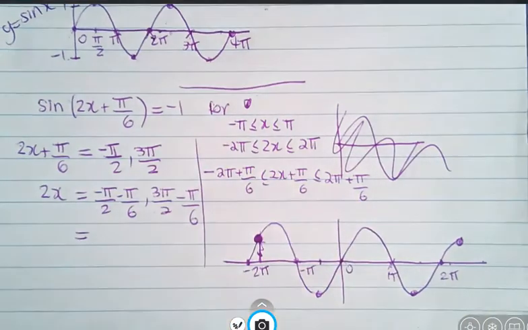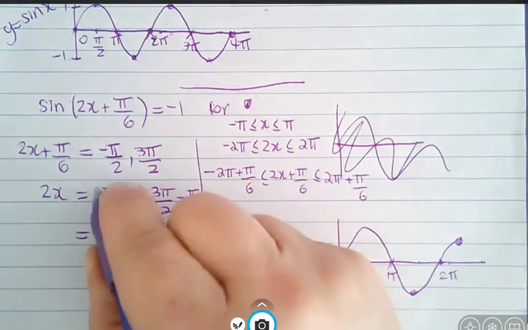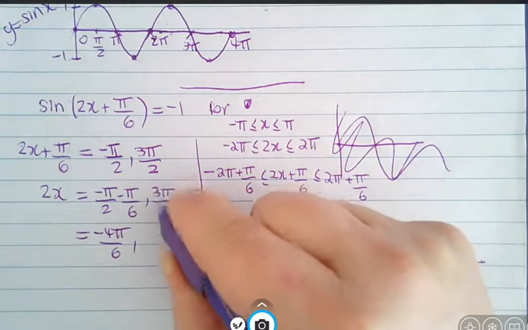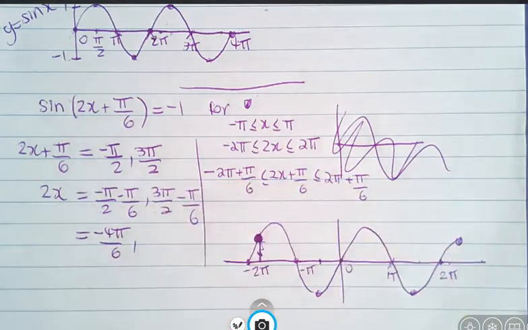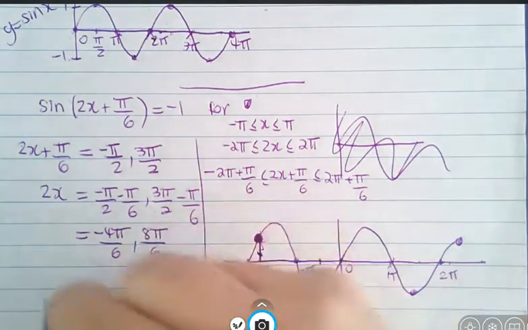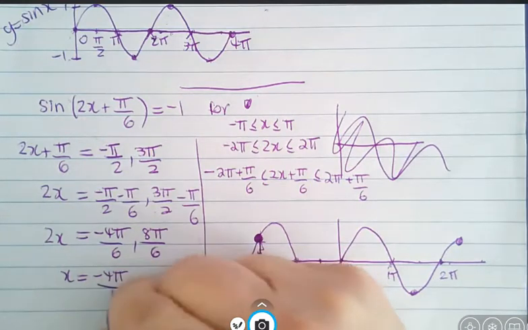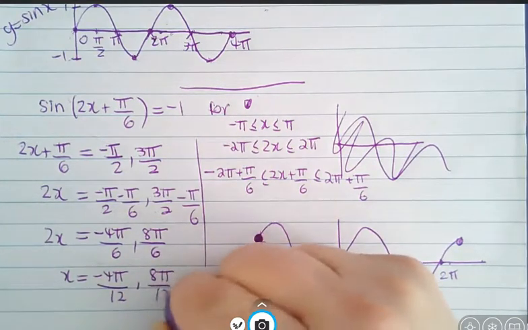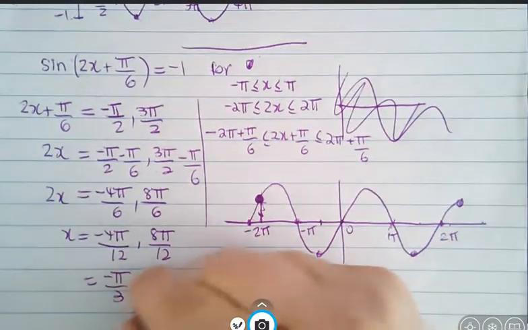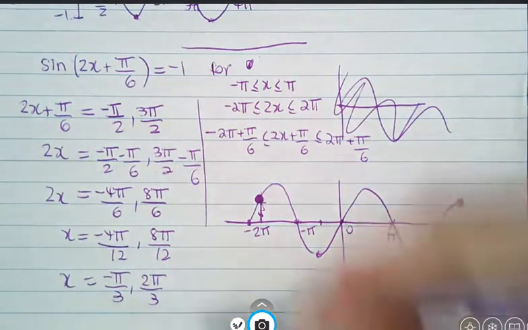And to do that, that's negative 1/2 minus 1/6. You could do it on your calc, or that's negative 3 pi on 6 minus pi on 6, so I think it's negative 4 pi on 6. And this one would be times 3, 9 minus 1. That one's positive 8 pi on 6. And then we divide by 2. And we get negative 4 pi on 12 and 8 pi on 12. And you can simplify those, and you would get negative pi on 3 and 2 pi on 3 for your solutions. I'm just going to check these answers here.